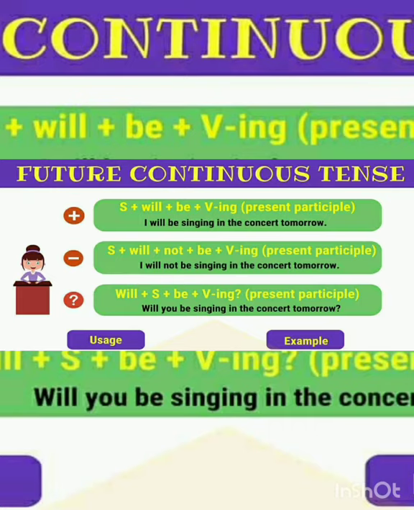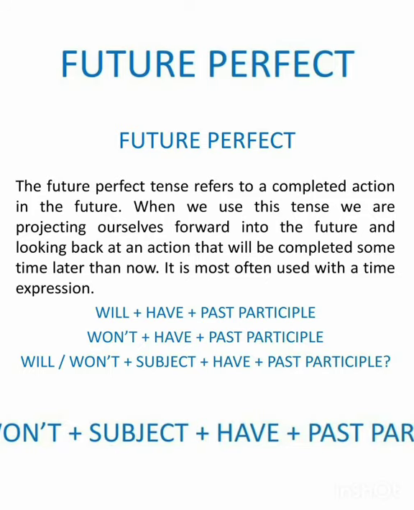The formula should be subject plus will plus be form plus verb 1, and we should add ing to the verb 1. This is about future continuous tense. Now let us learn future perfect tense.